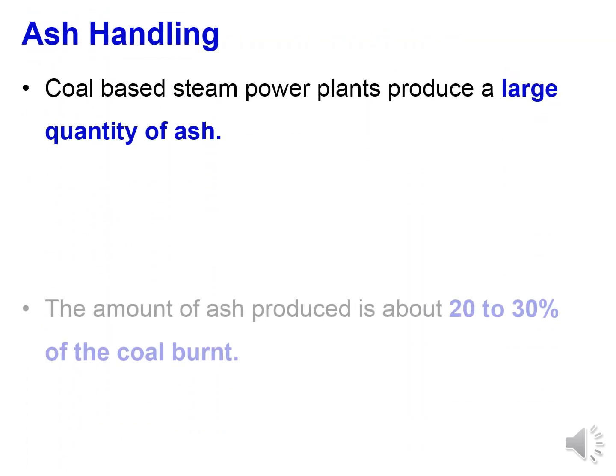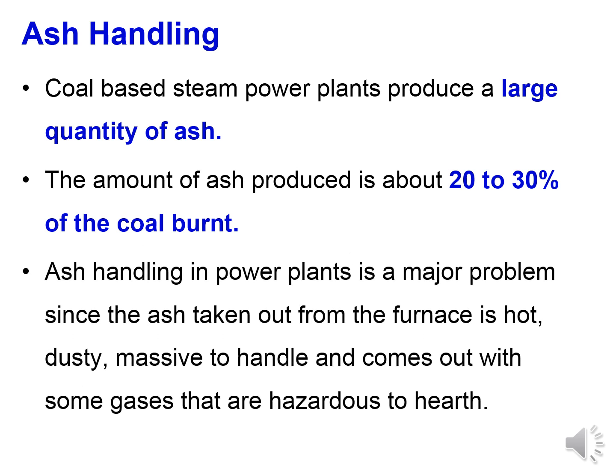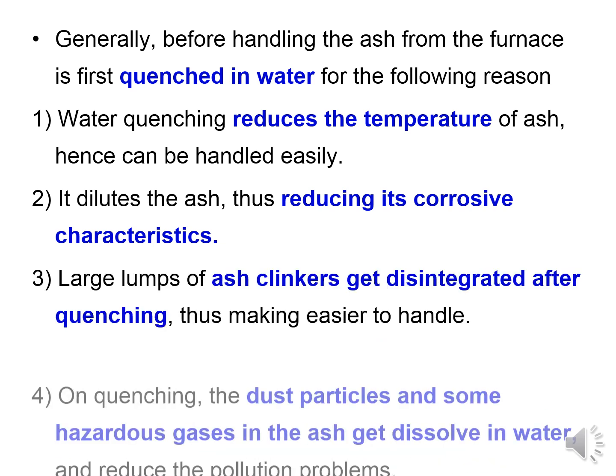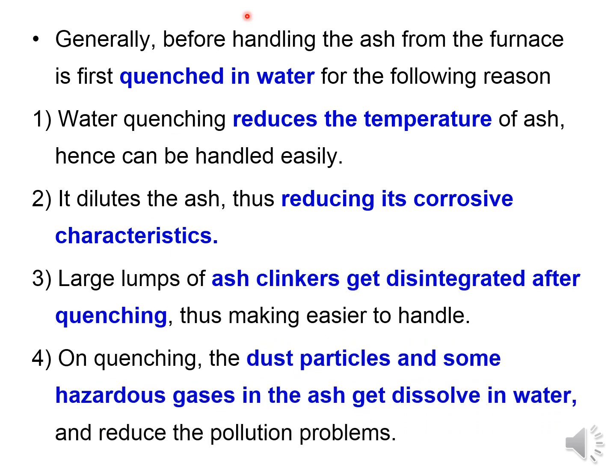So the ash handling system is very important. I said in the first video that the amount of ash produced is about 20 to 30% of the coal burnt. So usually how is it handled? Generally it is quenched in water, meaning water is sprayed and the slurry is carried out.